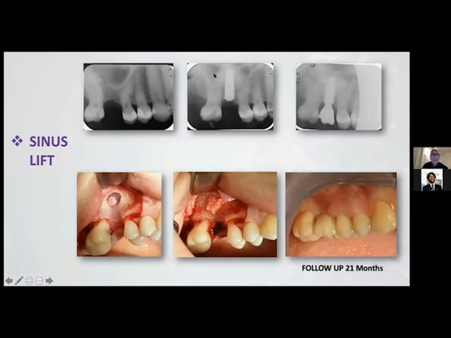So we place material, and when we open the flap, we insert the prosthesis, and the result is the material will be transformed into bone. It's impossible to find the difference between the bone and the material inserted inside the sinus.